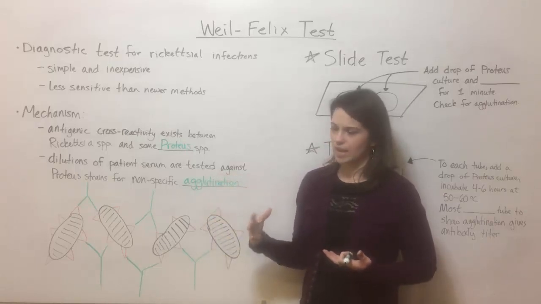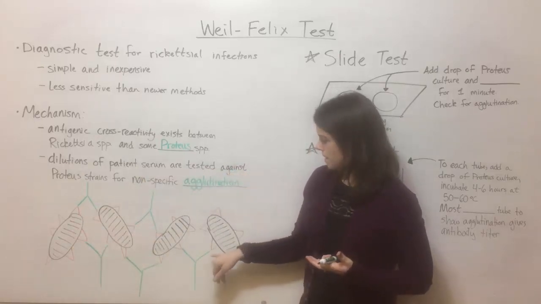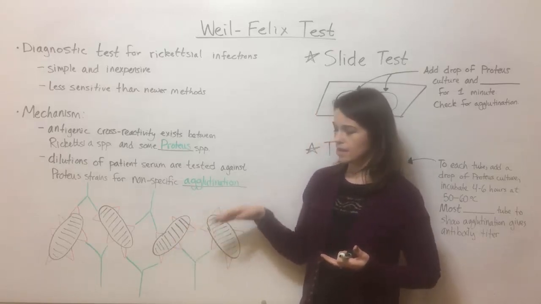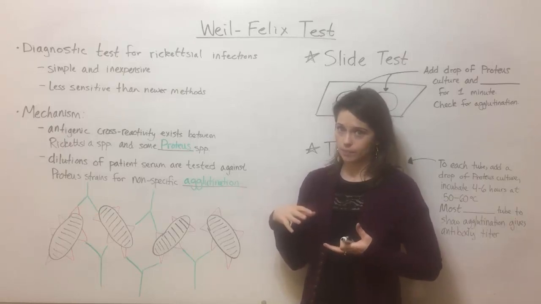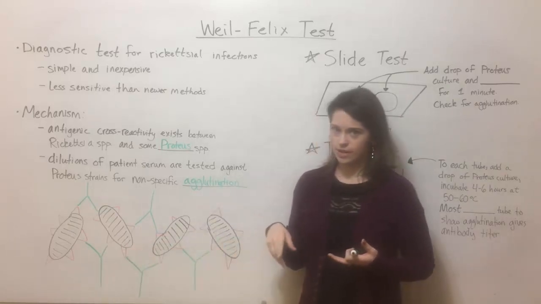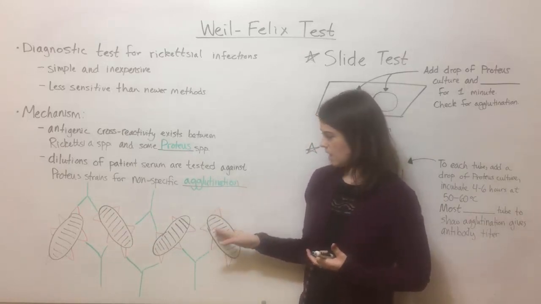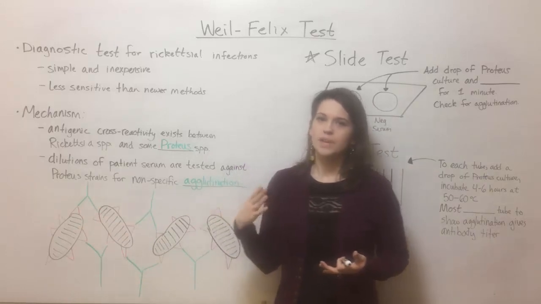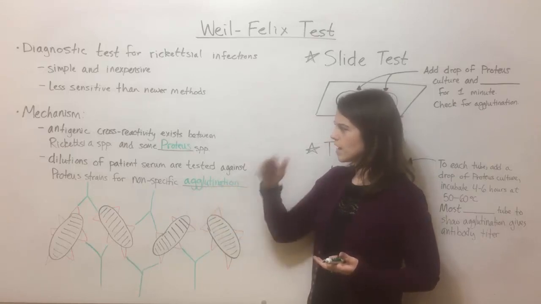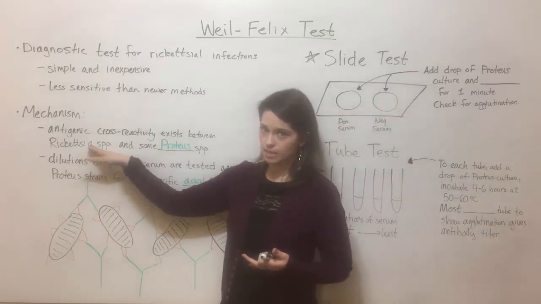Agglutination is when you get clumping. So when you get lots of these proteus bacteria that are cross-linked, meaning that you've got an antibody that is bound to two proteus bacteria, bringing them into close contact with each other. So when you have all of this cross-linking with these different antibodies, again, those are the Y-shaped molecules shown in green, that causes clumping of these proteus bacteria. And the clumping is something that can actually be seen with the naked eye. And that's called agglutination.